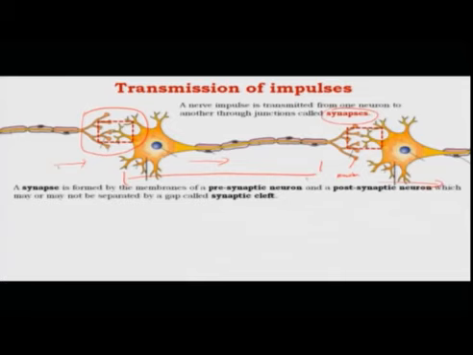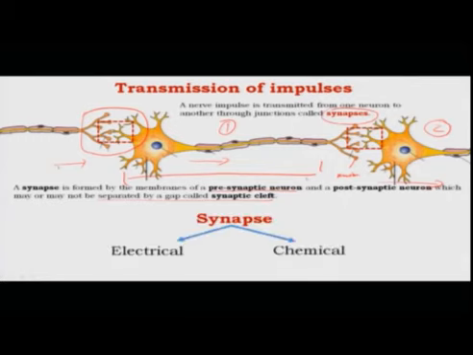So, therefore, a synapse can be defined as a structure which is present at the junction of one neuron and another neuron, and therefore, it consists of a presynaptic neuron, which is this guy, and a postsynaptic neuron, which is this guy, and it may be separated by a gap which is known as the synaptic cleft. So, synapses can be of two kinds, electrical and chemical synapses.